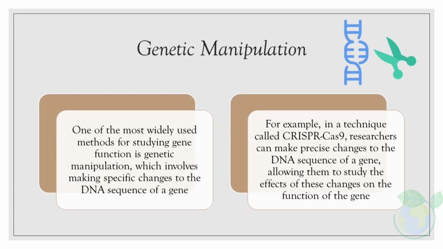Genetic manipulation. One of the most widely used methods for studying gene function is genetic manipulation, which involves making specific changes to the DNA sequence of a gene. For example, in a technique called CRISPR-Cas9, researchers can make precise changes to the DNA sequence of a gene, allowing them to study the effects of these changes on the function of the gene.